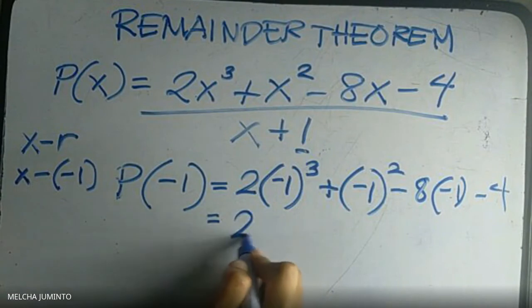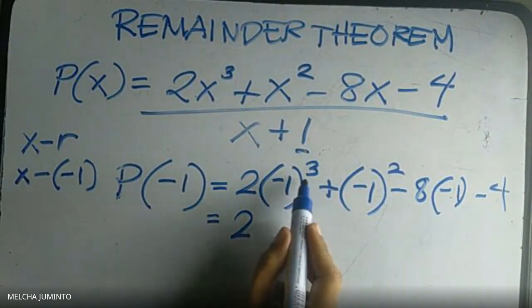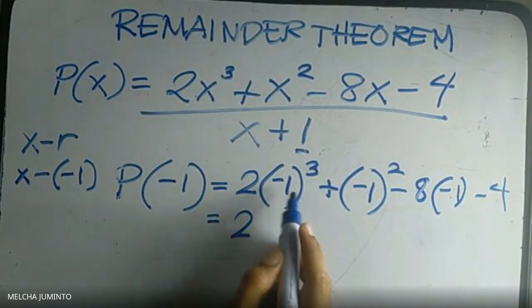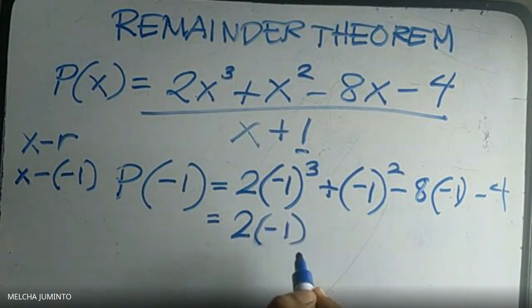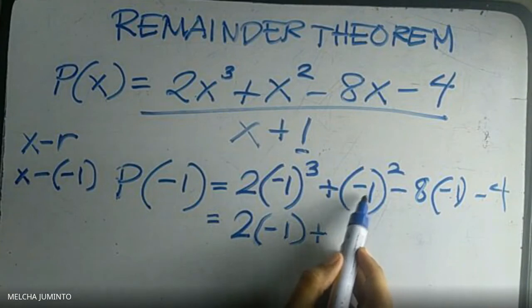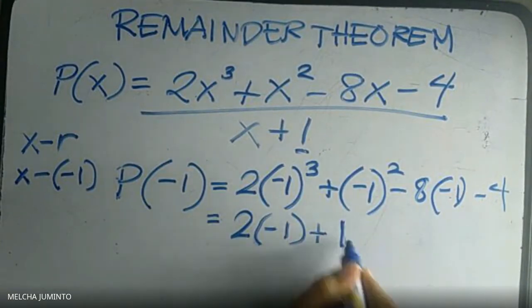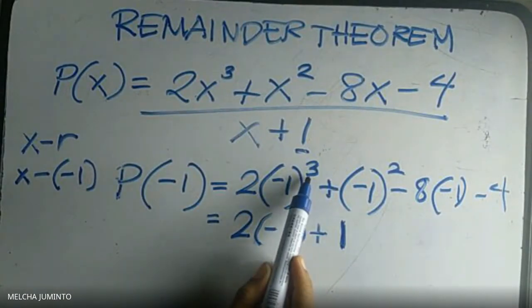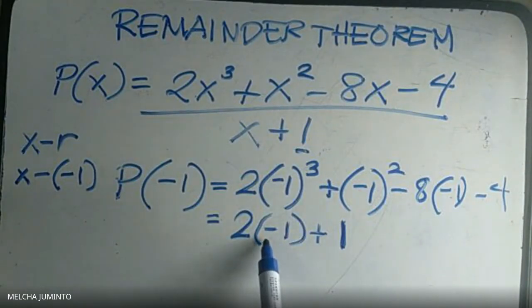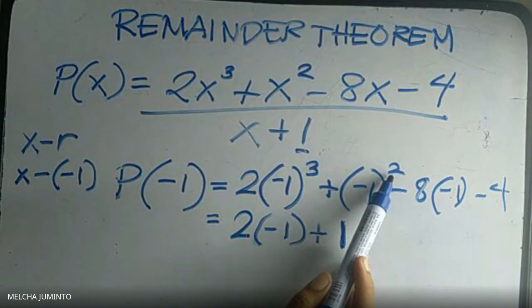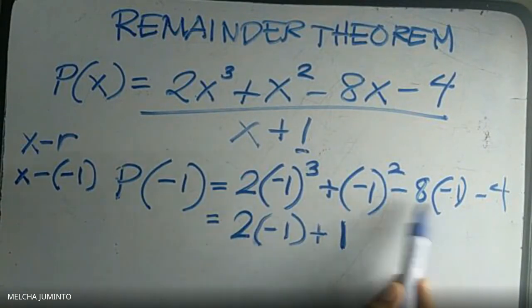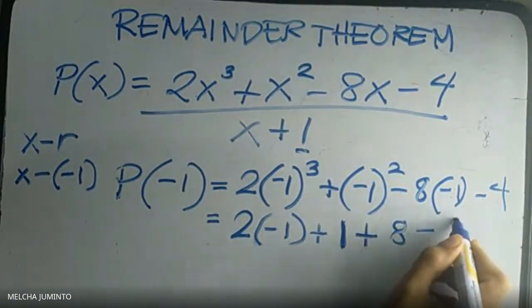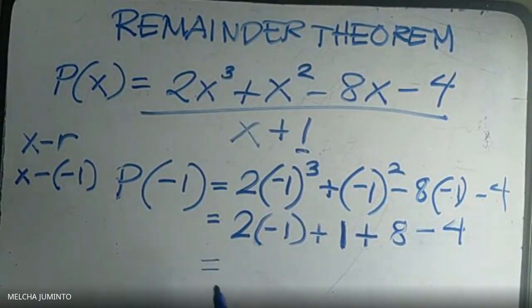So copy first 2. Do not multiply 2 and negative 1. You need first to simplify the exponent of negative 1, which is cube, which means negative 1 times negative 1 times negative 1, which will give us negative 1. Then, negative 1 squared is positive 1. Take note of this: if the base is negative and the exponent is odd, the result is always negative. If the base is negative and the exponent is even, the result is positive. Multiply two negative numbers, the product is positive. 8 times 1 is 8. Simply copy minus 4.